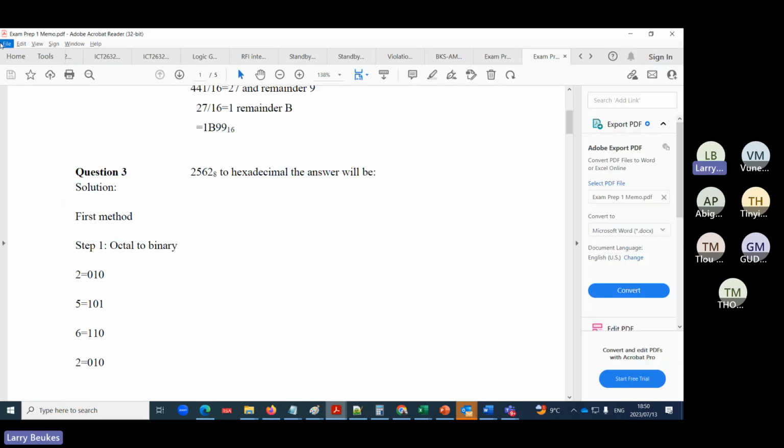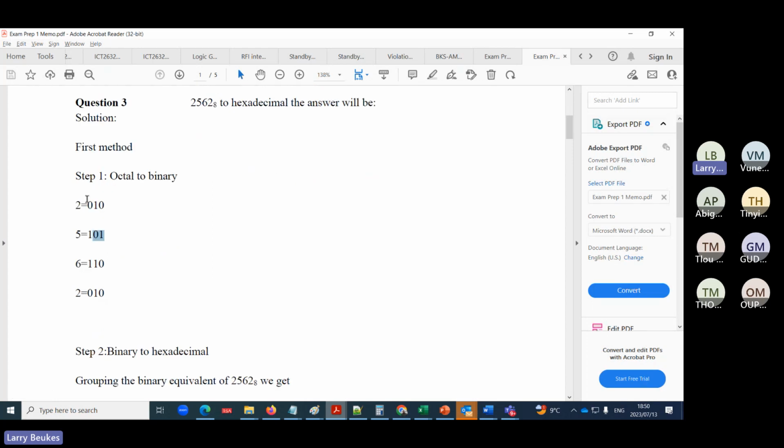Yeah, we were here. Okay, so the other one is... They started with this one. Okay, so you start with this one anyway. 2, 5, 6, 2, right? So we know 2 is 0, 1, 0. We know a 5 is 1, 0, 1, right? We know a 6 is 1, 1, 0. We know 2 is 0, 1, 0, right? So we convert it to binary here first.